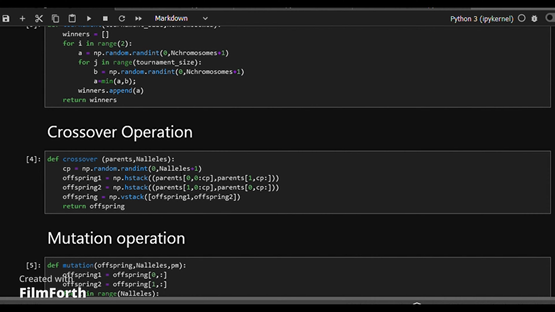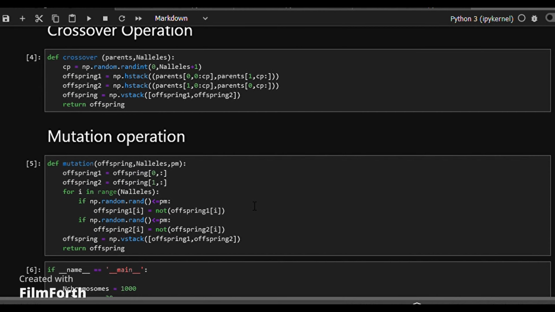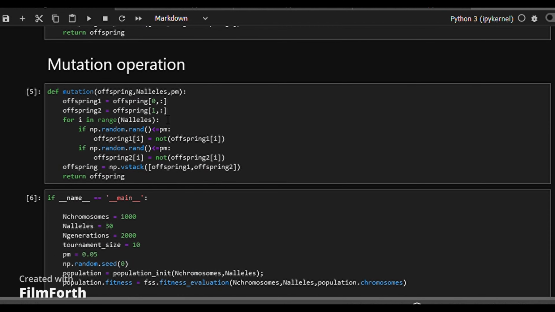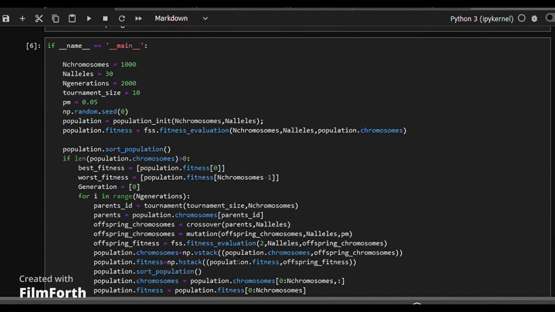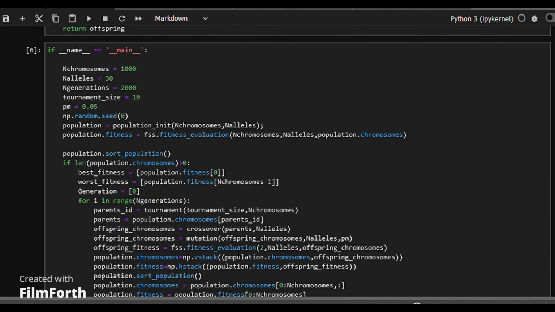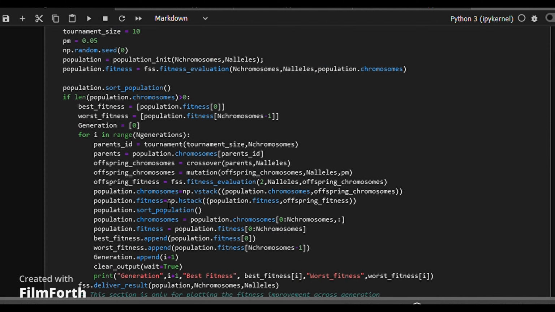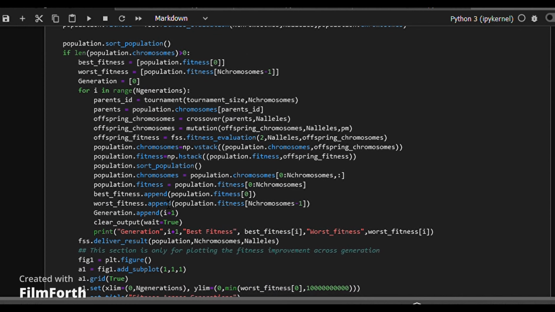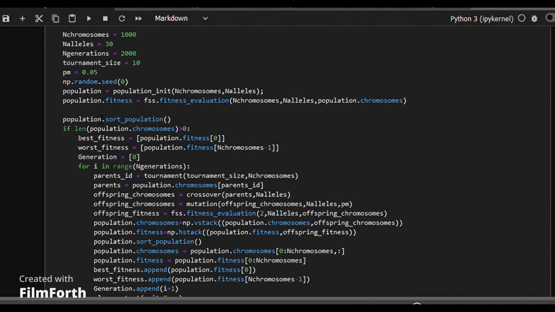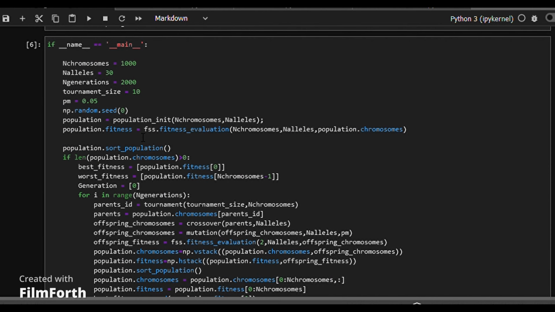We have the crossover. After this, with this offspring, we obtain the mutation operation. The mutation is to evaluate the best fitness in the best parents or individual. Next, we have the definition, the range, the generations, and the first parameters about the chromosomes, alleles, generations, tournament size, and PM.